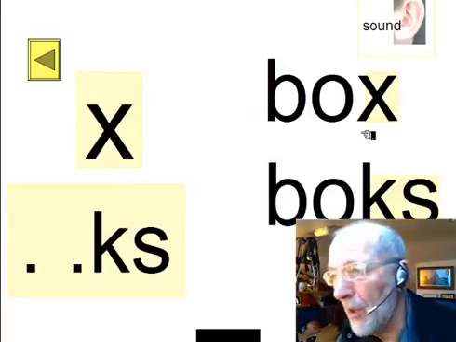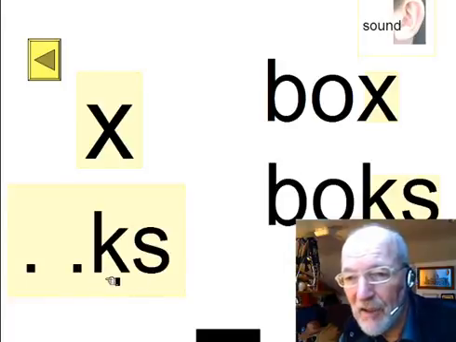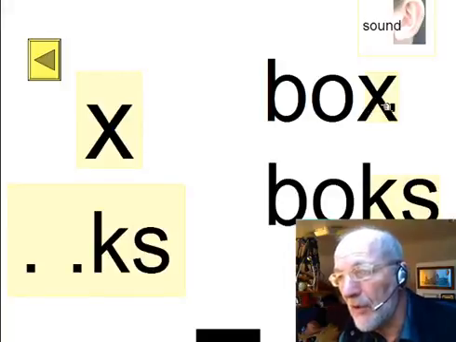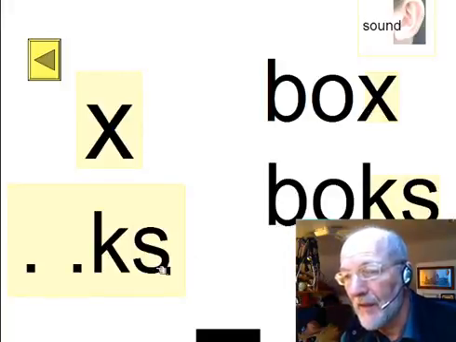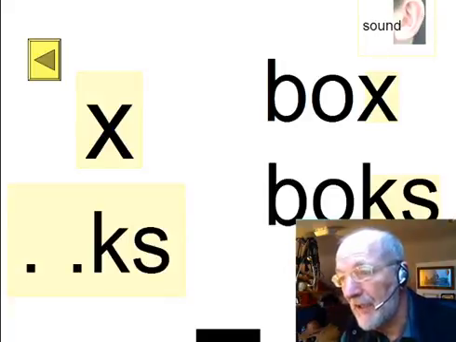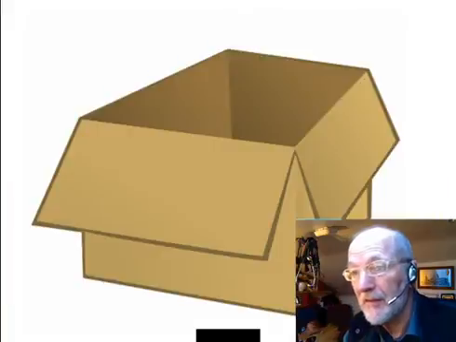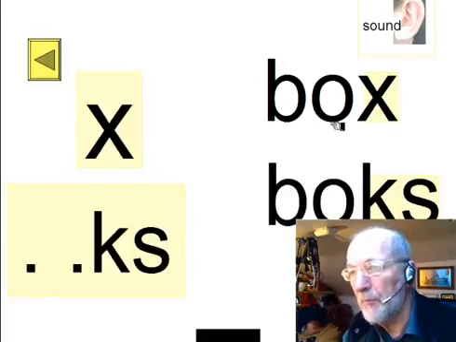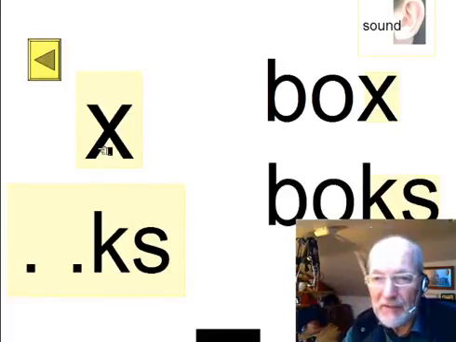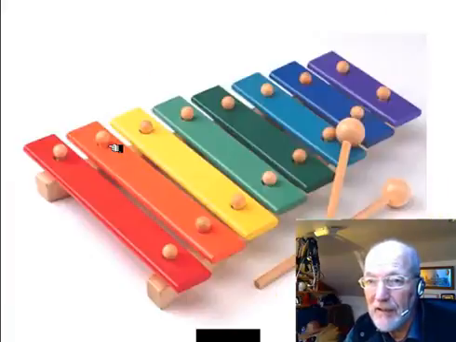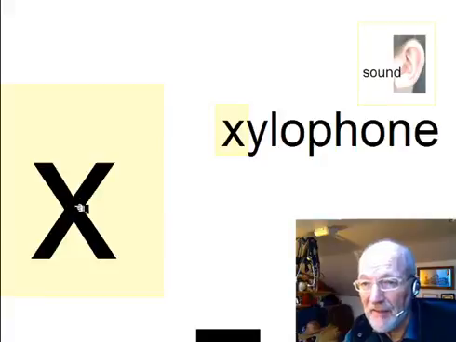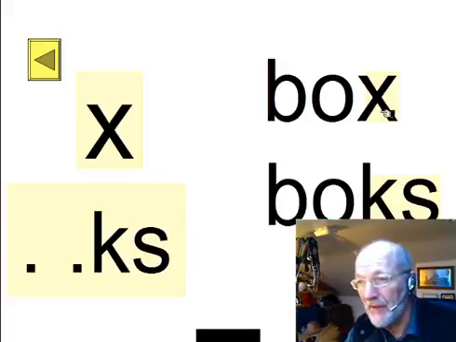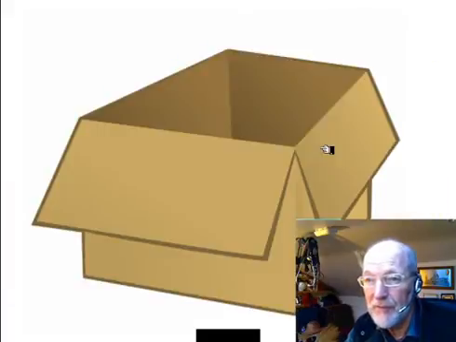In a word like box, the x has the sound of x. So that's box. It might be written like that. There's a box. But that's how we write it. So we have this letter here, which is pronounced z on this word and x when it's on the end or the middle of a word. Box.